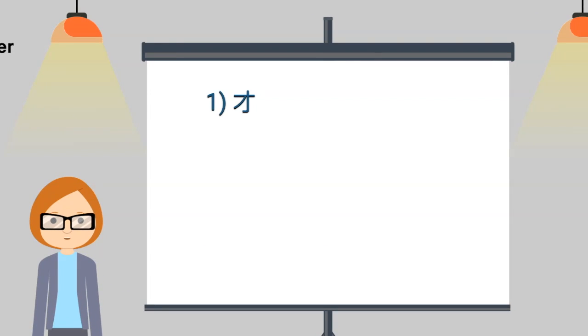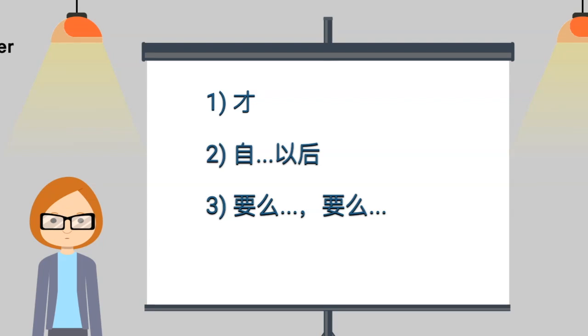The function of 才 as a grammatical particle in a sentence. A time structure 自...以后. An either-or structure 要么...要么. And lastly, to use 别 to give command or advice for not doing something.